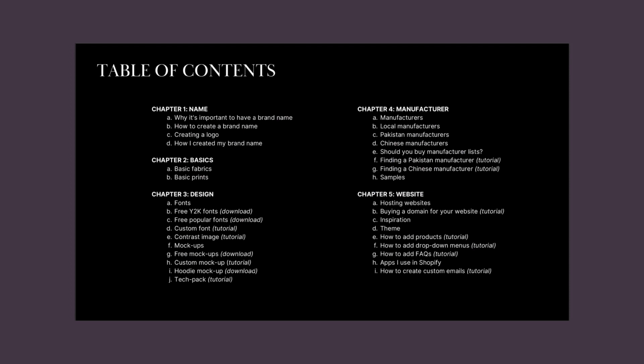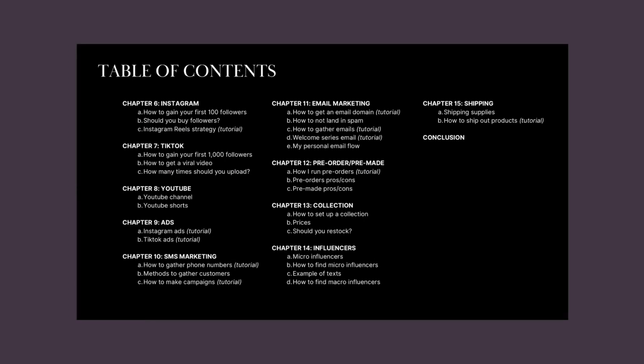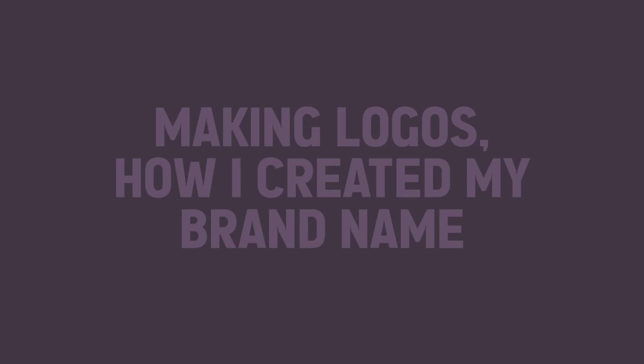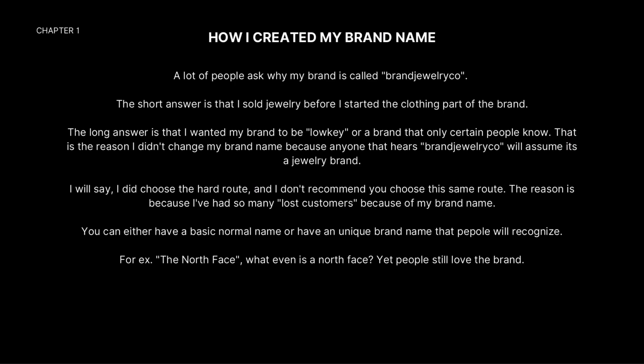These are the table of contents, and for the first chapter, it's the name. I pretty much go over how to make a name, how to make a logo. I explain how I made my own brand name. I explain how you can differentiate yourself from other competitors. It's pretty much the introduction of the whole book. It goes over the basic concept of a name and why it's so important as well.